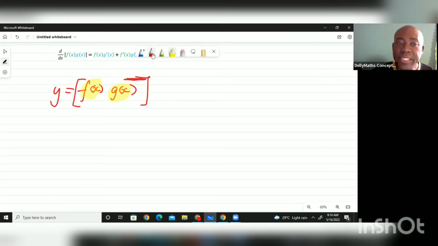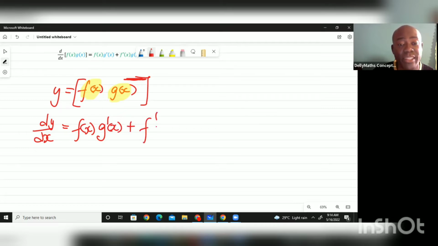So the derivative is saying that dy/dx is that we're going to write back the first function. Then that will be multiplied by the derivative of the second function. And then we're going to be adding the derivative of the first function, and then that is multiplied by the second function. So that is basically the principle of the product rule.